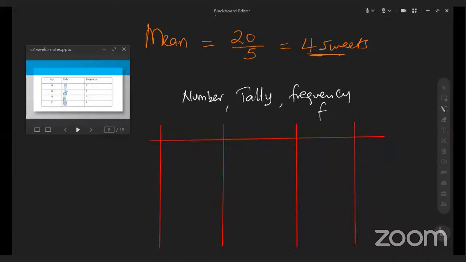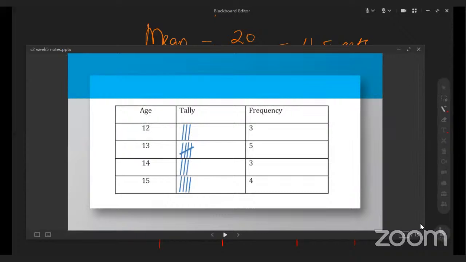So here you're going to have the age, then we have the tally, then we have the frequency. The tally usually helps us to see how many times this one appears, how many times the other one appears, and like that. We put our ages in order, from the smallest to the highest, or from the highest to the lowest, but don't scatter them. Don't start with 14, then go to 12, then 15. Try to organize them in that given order.